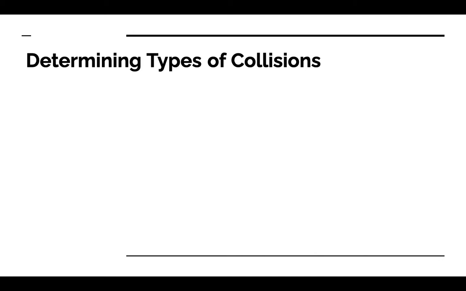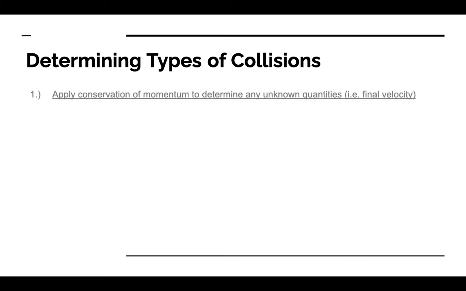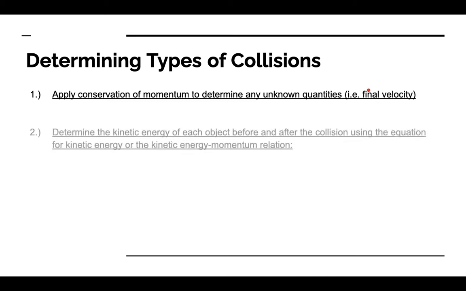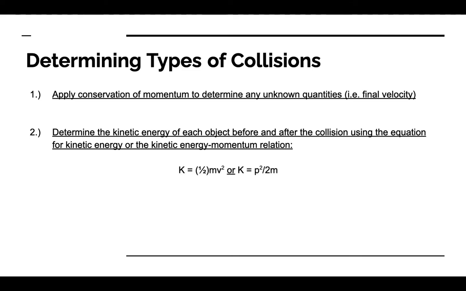So, determining types of collisions. To determine whether a certain collision is elastic or inelastic, we first apply conservation of momentum to determine any unknown quantities. In most cases, it tends to be a final velocity. Next, we determine the kinetic energy of each object before and after collision using the equation for kinetic energy or the kinetic energy momentum relation: K equals 1/2 mv squared, or K equals p squared divided by 2m.